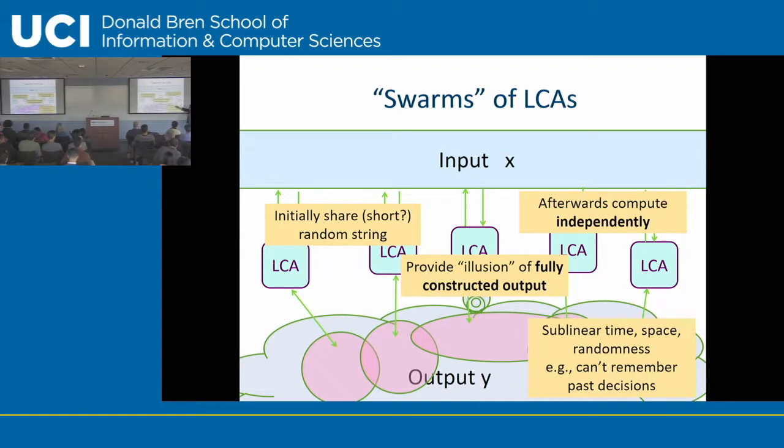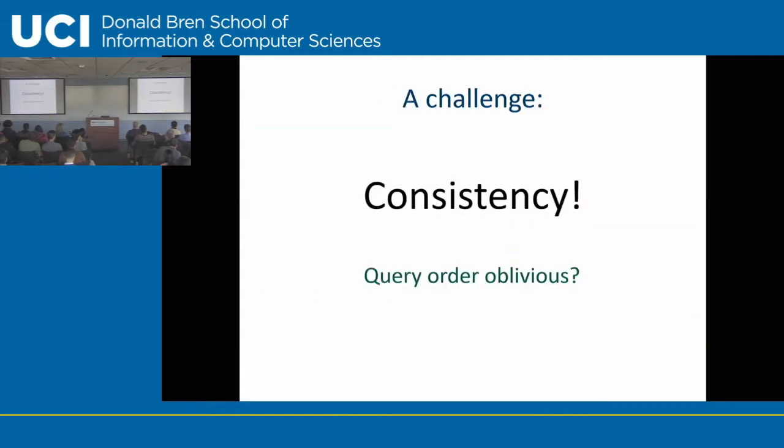We're going to assume that each of these is sublinear in time, space, and randomness, and that they cannot remember past decisions. I'm not saying that this is a requirement in general, but there are some works that do remember past decisions, but for today, let's say you can't. The biggest challenge here is consistency. And it seems somehow, and I don't have a proof for why this should be the case, that it should also be query order oblivious. Because my answers shouldn't depend on past history, it also shouldn't be the case that if I got asked questions in different orders, that should affect my answer. Somehow it seems that when we get one, we get the other. I can't prove that this implies that, but that seems to be something we get.